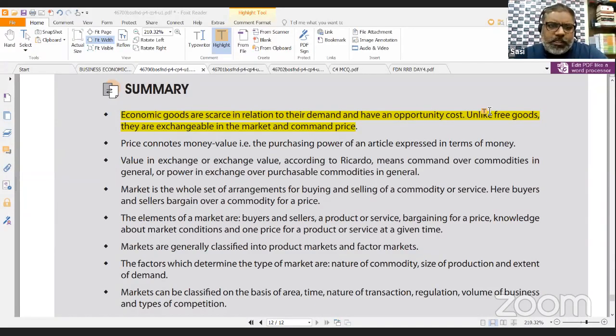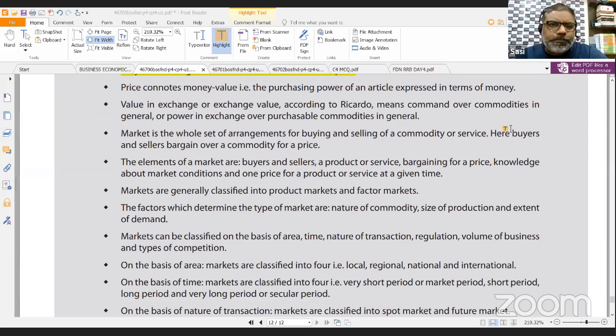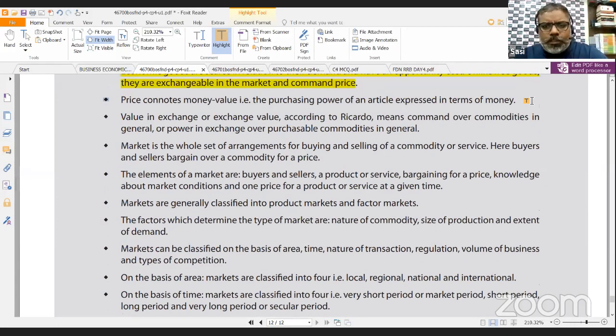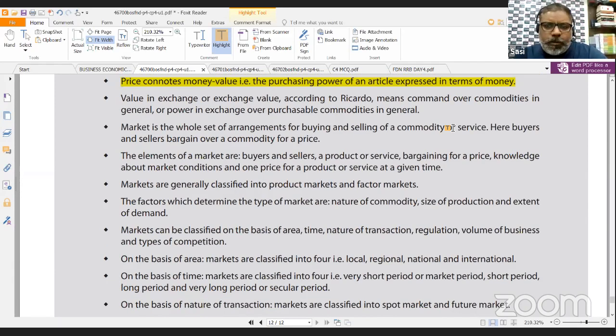So the simple difference once again is that natural goods or free goods do not command a price. They do not have an exchange value. They do not have a market separately, whereas economic goods will have a market and they command a price. Now, what is price? Price is basically the money value. In other words, the purchasing power of an article expressed in terms of money. At what price a particular article has to be purchased, that's what price is. That's a simple definition. It is the purchasing power of an article expressed in the form of money.